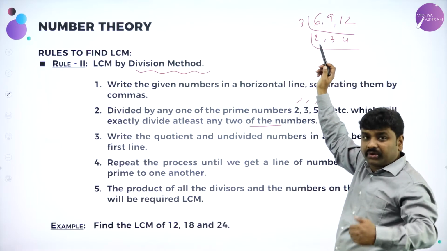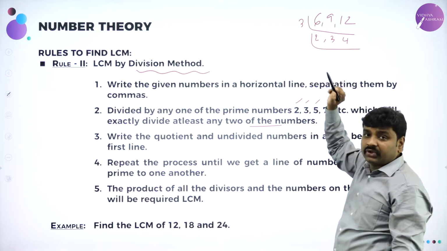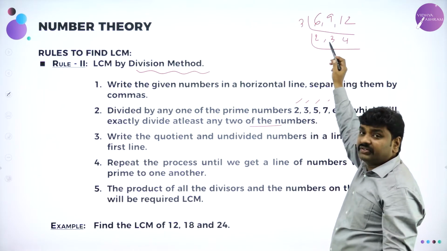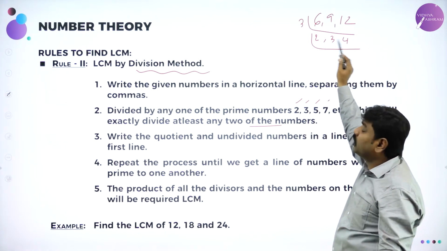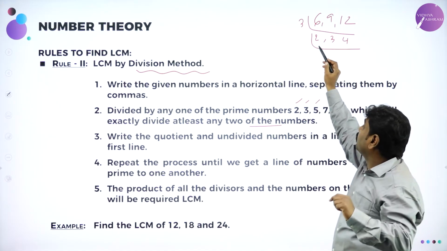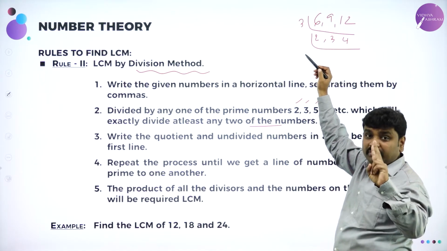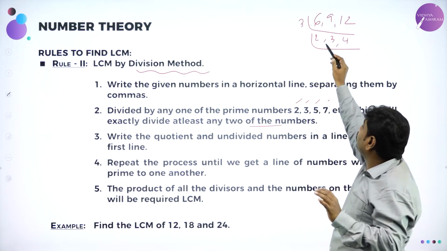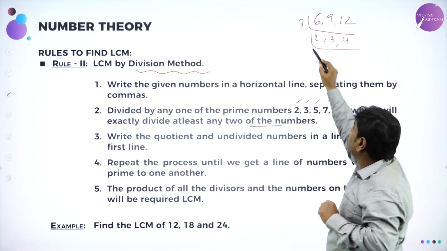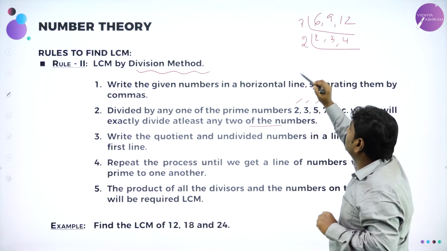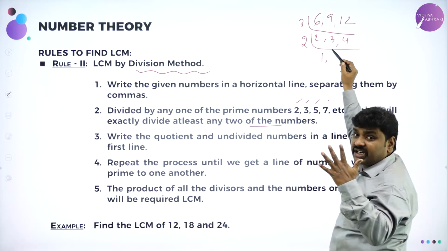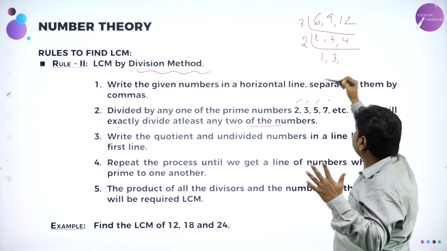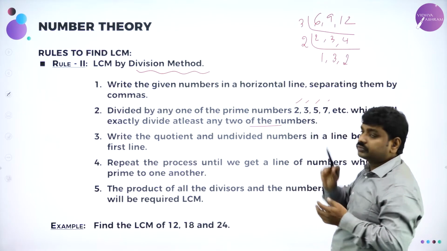Then continue the process. Here we have 2, 3, 4. 3 is divisible only by 3, but 2 and 4 are not divisible by 3. Out of 2, 3, 4, the numbers 2 and 4 are divisible by 2. More numbers are divisible by 2, so divide them by 2. 2 1s are, 2 2s are, and 3 is not divisible. If any number is not divisible, carry it as it is: 3.